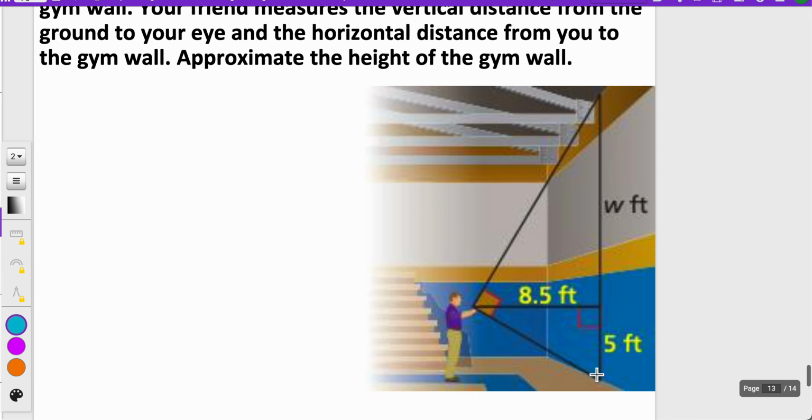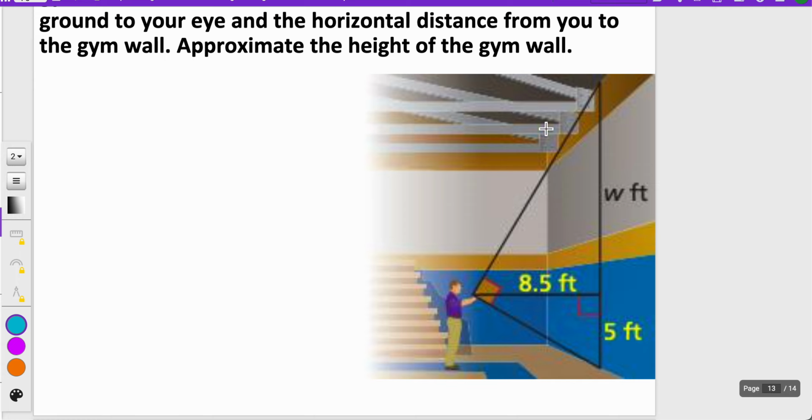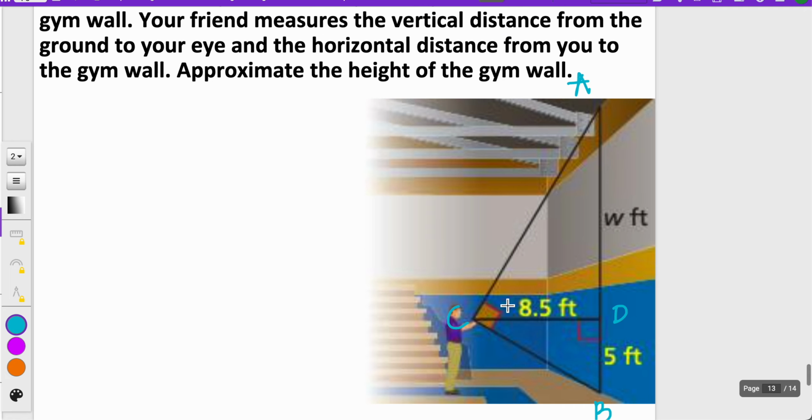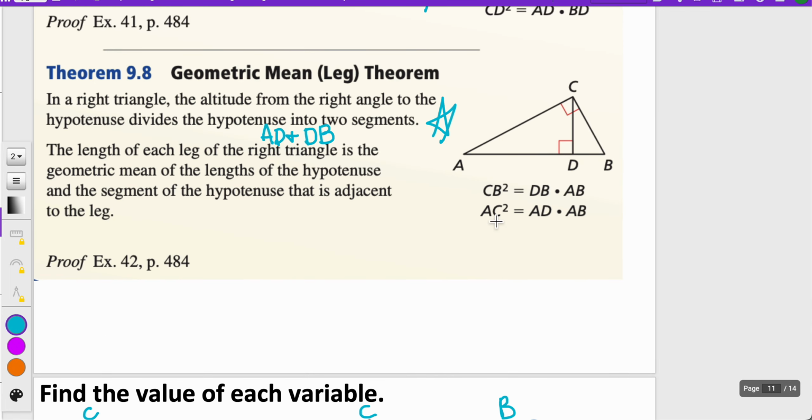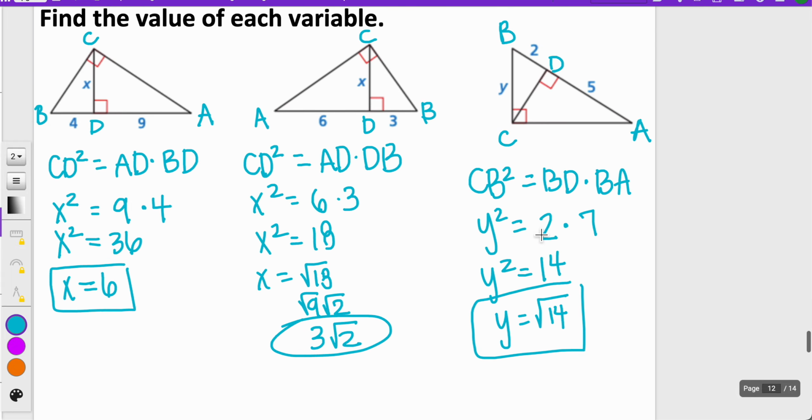So if we label this as A, B, C, and this is D here, we do not know what AD is equal to, or CD is equal to, because we want to be able to know what those things are. The only thing is, back from our theorem sheet, we only have the options of AC, CB, or CD.